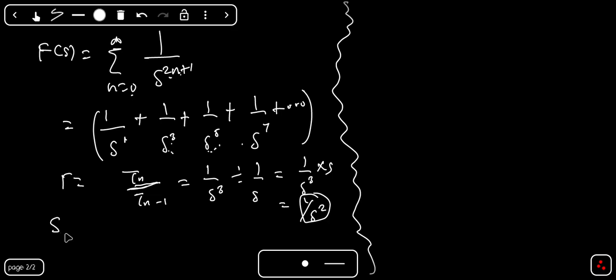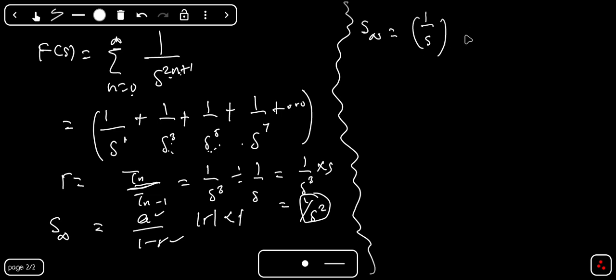So the sum of a geometric progression or geometric series to infinity will be equal to a over 1 minus r, where a is the first term and r is the common ratio. And here r is less than 1. So we are going to have S infinity equal to the first term, which is 1 over s^1, so 1 over s, divided by 1 minus the common ratio, which is 1 over s^2.